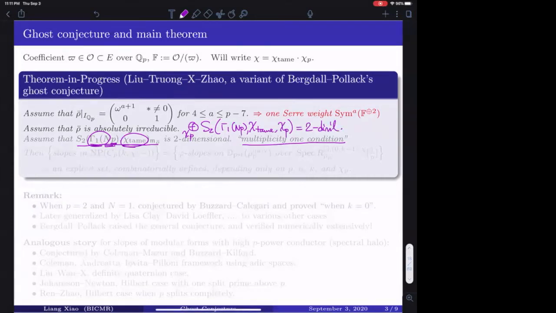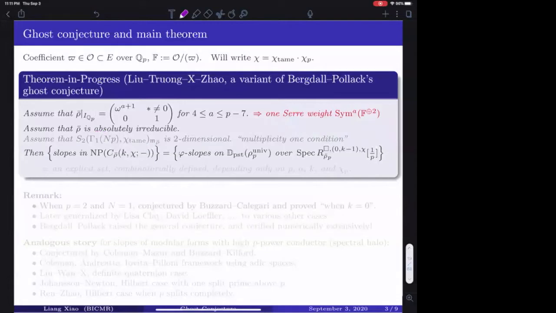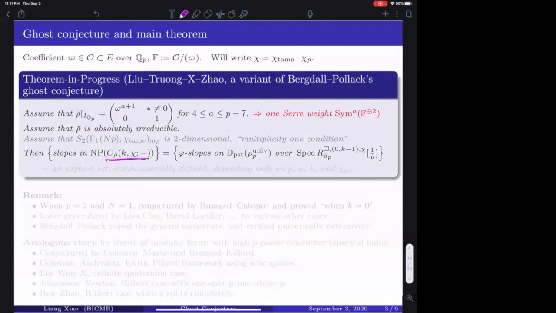And in fact, this is sort of the minimum possible, in the sense of when you have only one Serre weight. So this is always sort of an even number. Then the result is that the slopes in this Newton polygon of this characteristic power series on the classical form side are of course the same as what you see as the phi slopes on this D_pst of the universal representation over the universal deformation ring. So you see the same set of slopes.